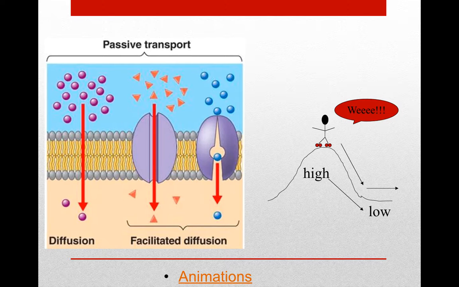The one thing to know is that diffusion, just in general, is the net movement of material from an area of high concentration to an area of low concentration. And the difference of concentration between the two areas is termed or known as the concentration gradient.